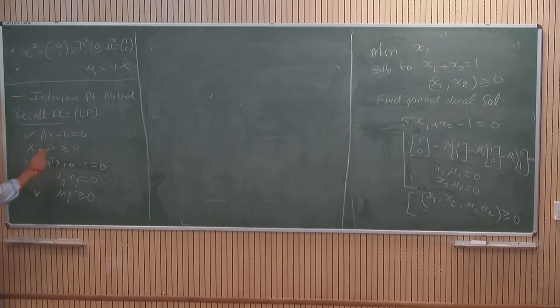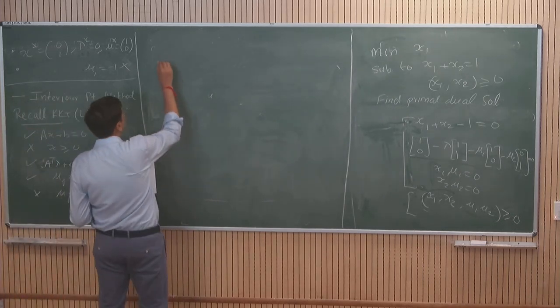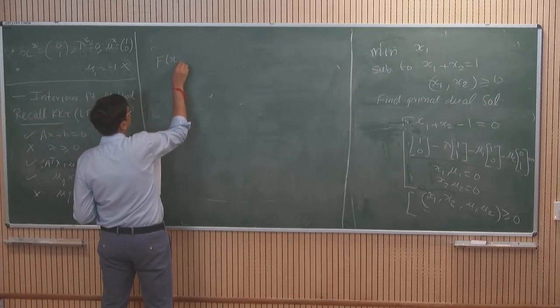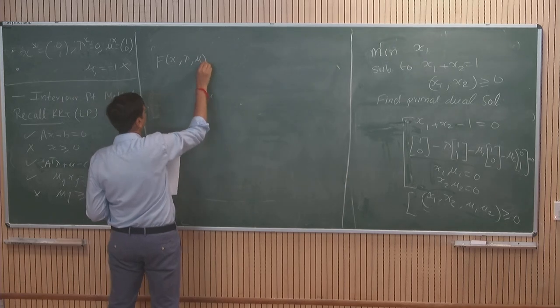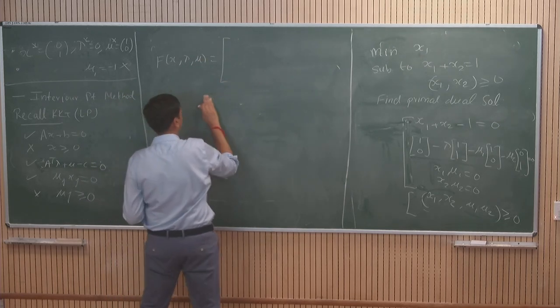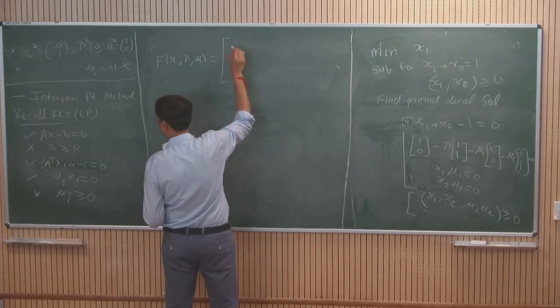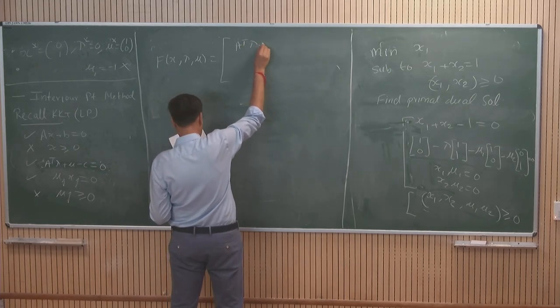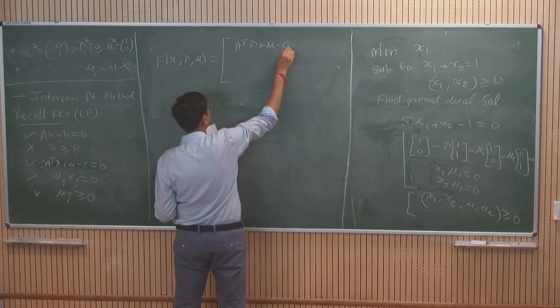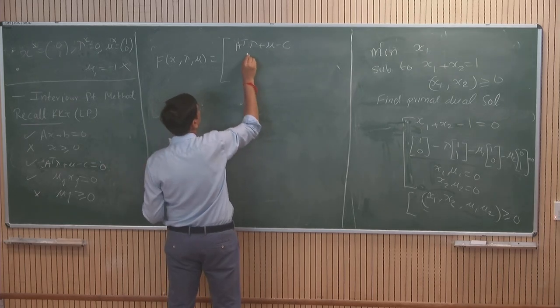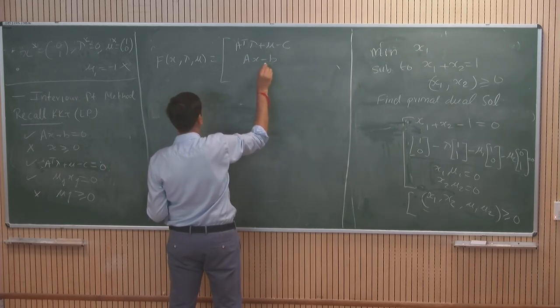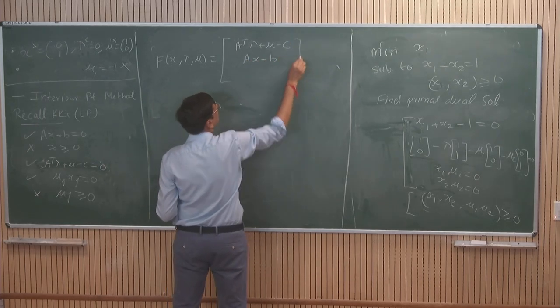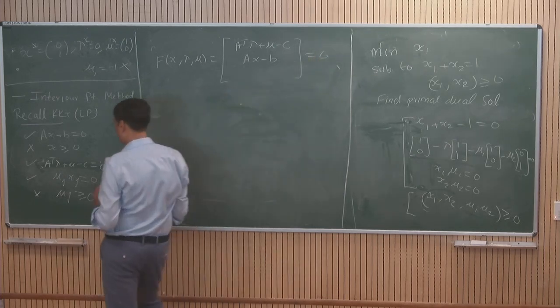So what I'll do is take these and write them as a function of x, lambda, mu. I'll first write this equation, A transpose lambda plus mu minus c. Then I want to write the second equation, Ax minus b, and then I have to write these guys.